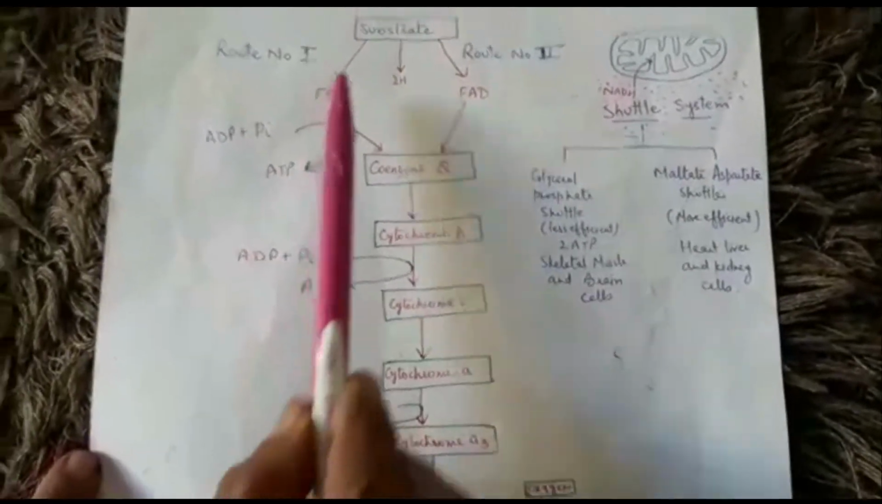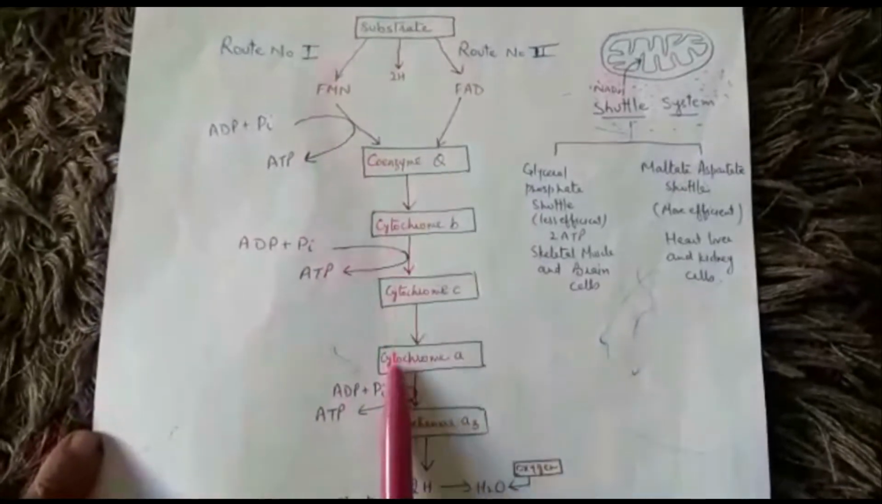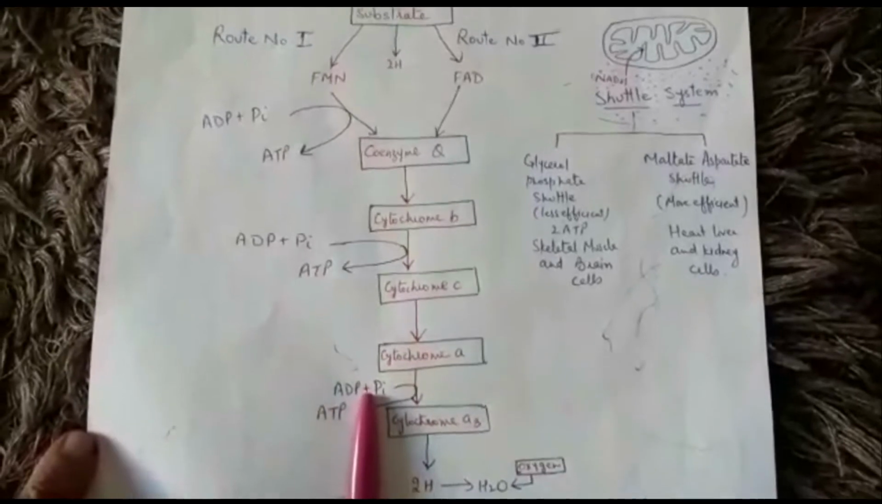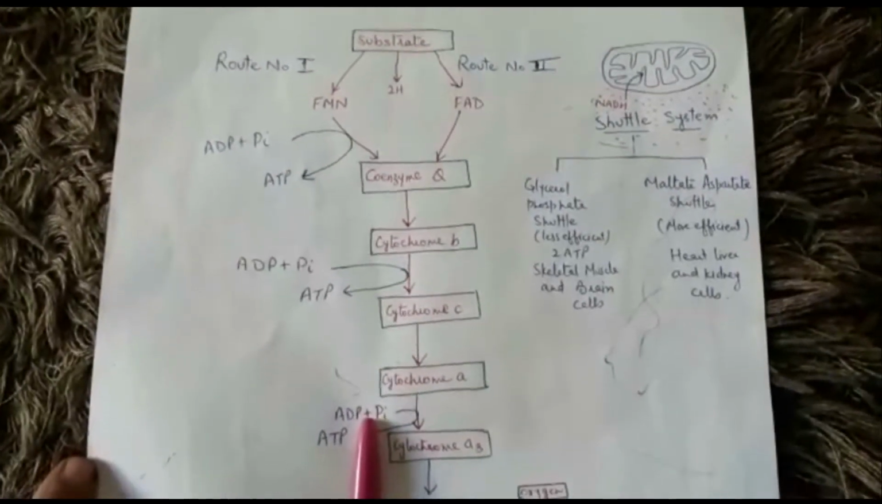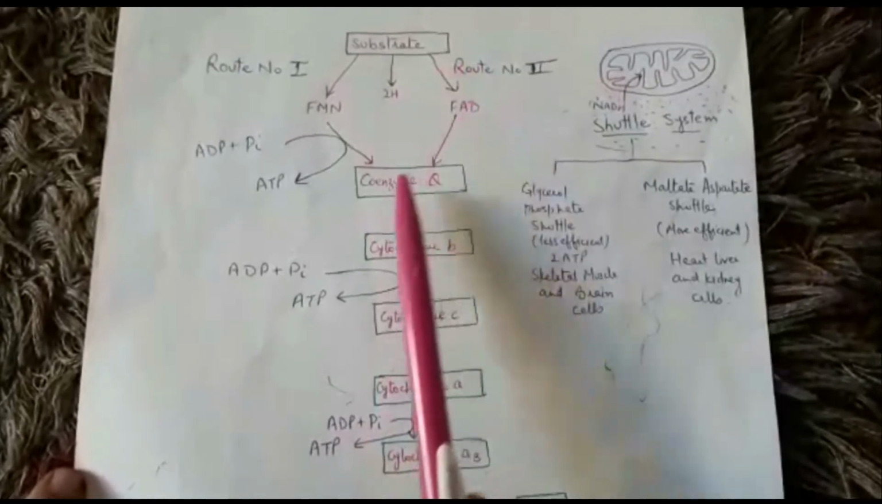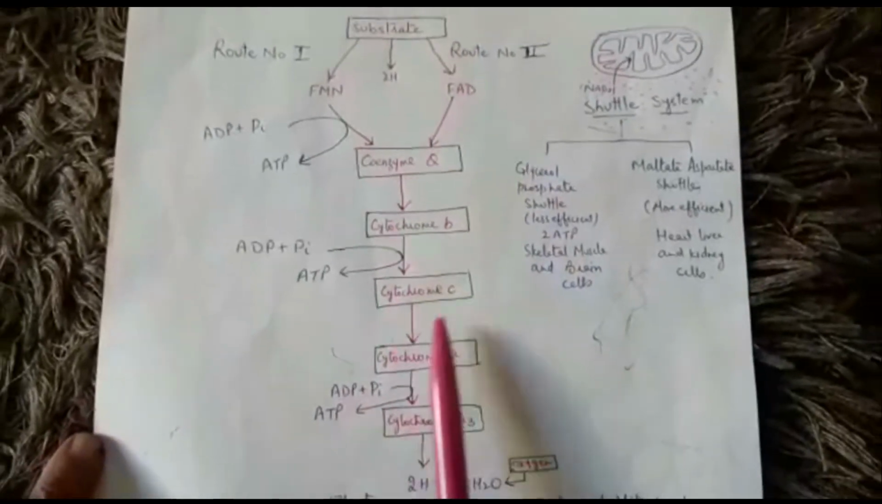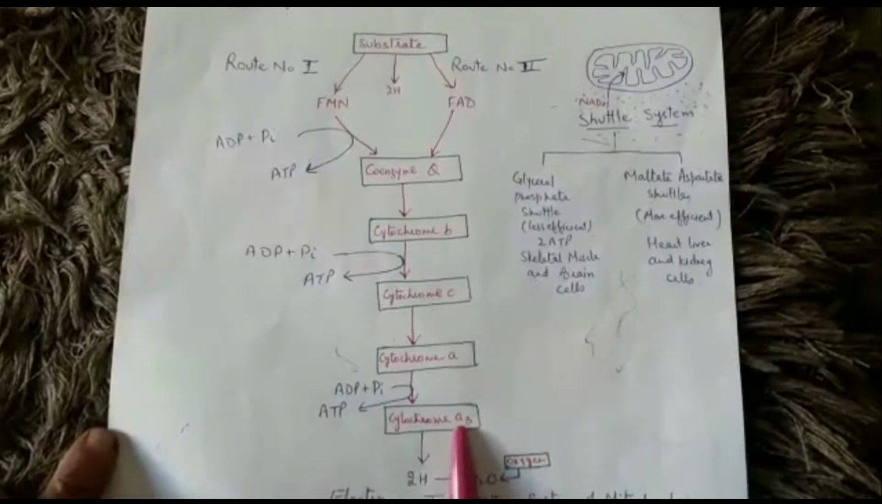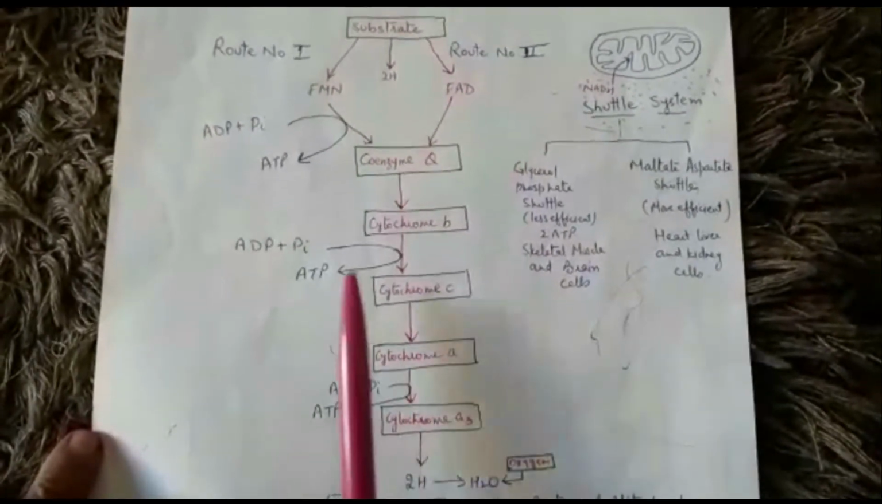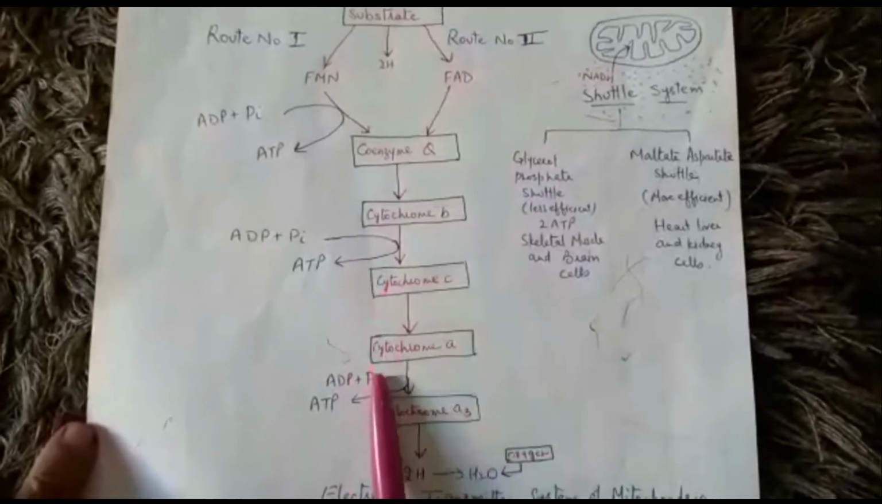It means if the pair of electrons follows route number 1, 3 ATP molecules are produced per pair of electrons. The second route is route number 2. In route number 2 it is FAD, coenzyme Q, cytochrome B, cytochrome C, A and A3. But here if the pair of electrons follows route number 2, only 2 ATP molecules are produced per pair of electrons.